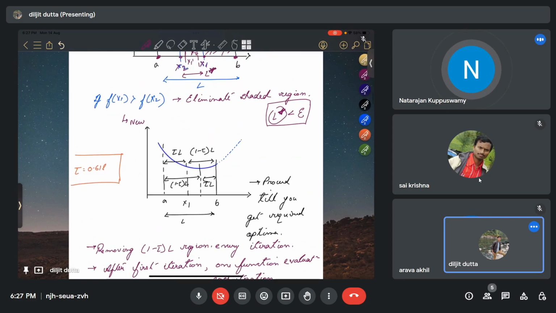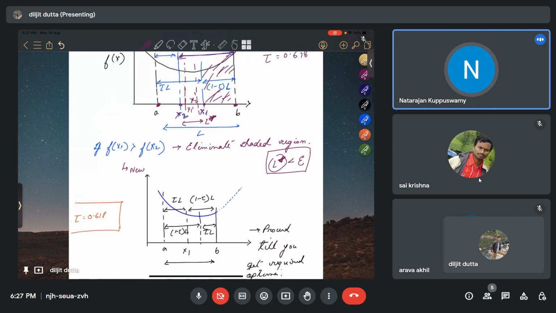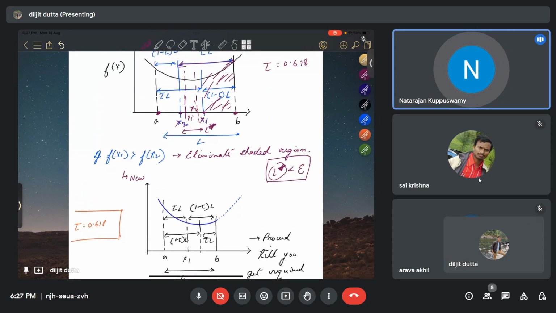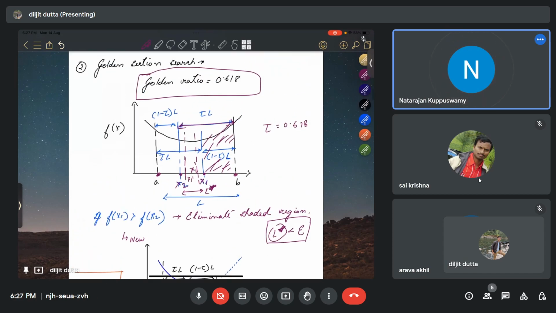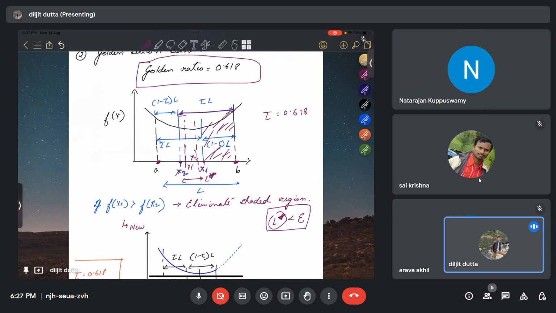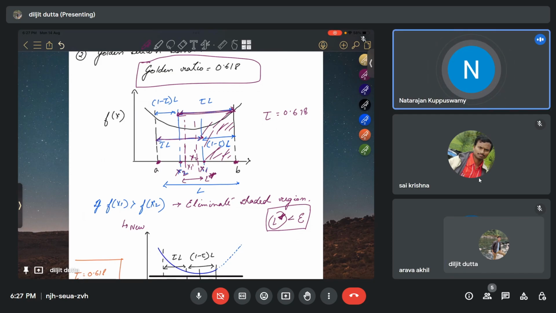Sir, can the tau and the 1 minus tau be kept on any side? Yeah, the tau and the 1 minus tau can be kept on any side, left or right. So tau is like we have to get 2 points. We already have A and B, so we have to get 2 points in the interval between A and B. The first point will be at a distance of tau from the right end point, and the second point will be at a distance of tau from the left end point. So both points are at tau from either end. Yes.